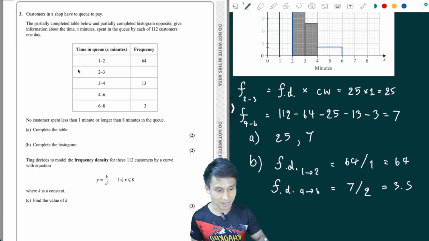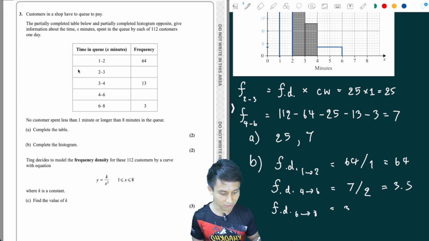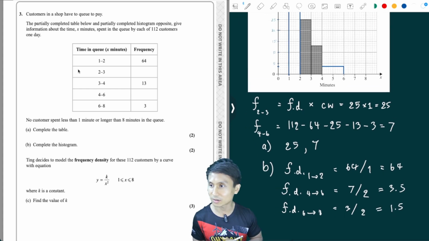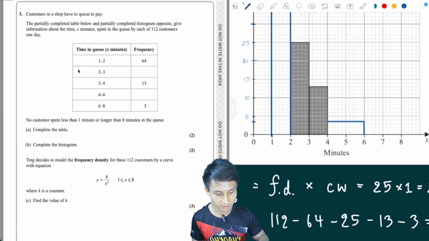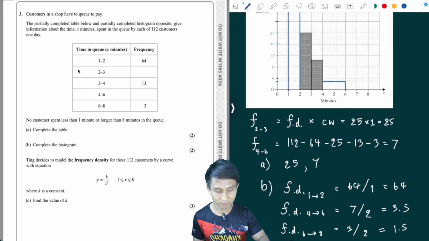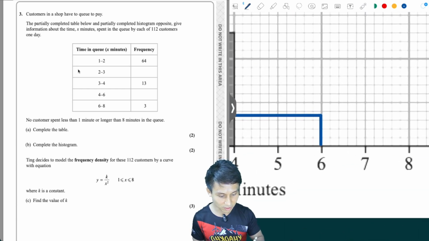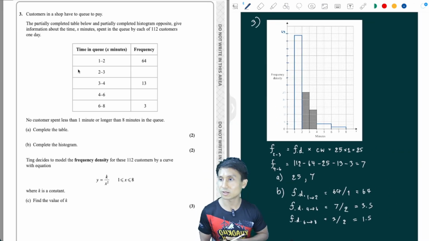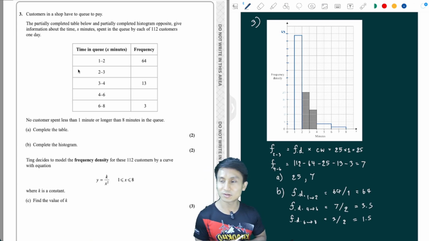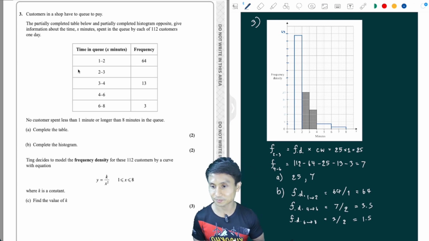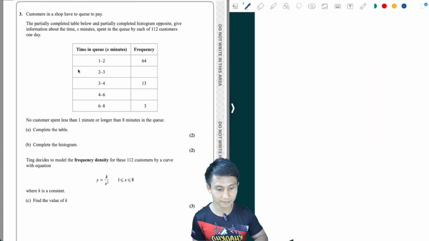For the 6 to 8, we do the same. The frequency density is the frequency divided by the class width, which gives 1.5 right here. We do the same on the bars, so 1.5 would be around here, and then we draw the width like that. So that's done for the frequency density, sorry, the histogram plot. Let's do question C.